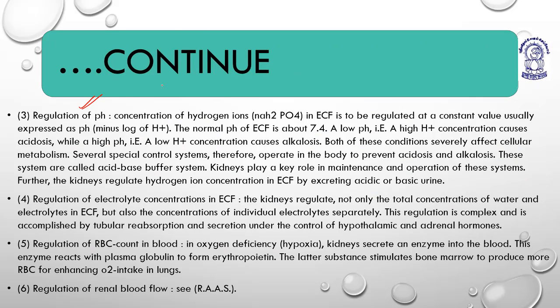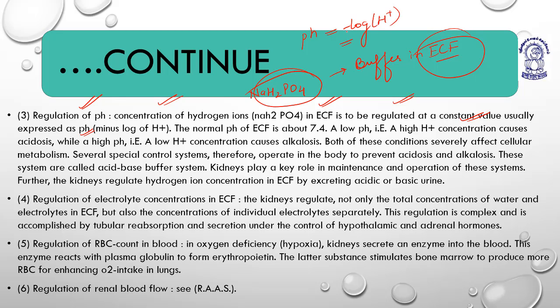Regulation of pH. The concentration of hydrogen ions, with buffers like NaH2PO4, sodium hypophosphite in extracellular fluid, is to be regulated. It acts as a buffer in ECF, and is to be regulated at a constant value, usually expressed as the pH. pH is basically the potency of hydrogen, that is, power of hydrogen, which is mathematically equivalent to minus log of H plus. The normal pH of blood is 7.4.